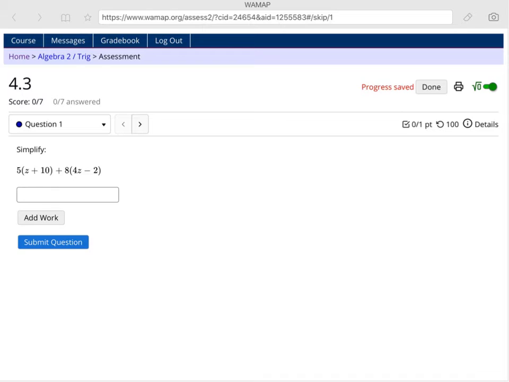Now that one's got a z in it, and so does this. Yes, I include the plus that's in front of it because it helps me to know that it's a positive 32z. So those two are going to get combined. So 5 plus 32 is 37. So that becomes a 37z. Notice it's just a z.